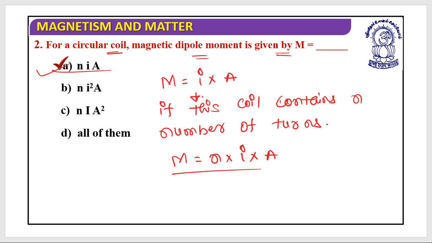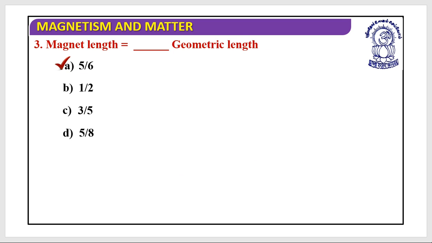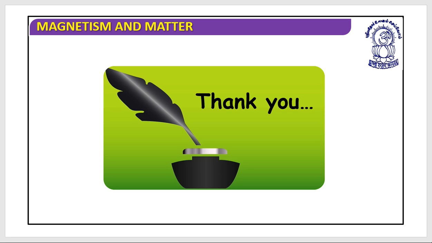Are you sure? Great. Now let's look at the last question of this lecture. Magnetic length is equal to blank times the geometrical length. Yes, it's 5 by 6. There are certain topics which are important from an information point of view, so please learn them, because they ask that kind of application only, where you need to remember it.